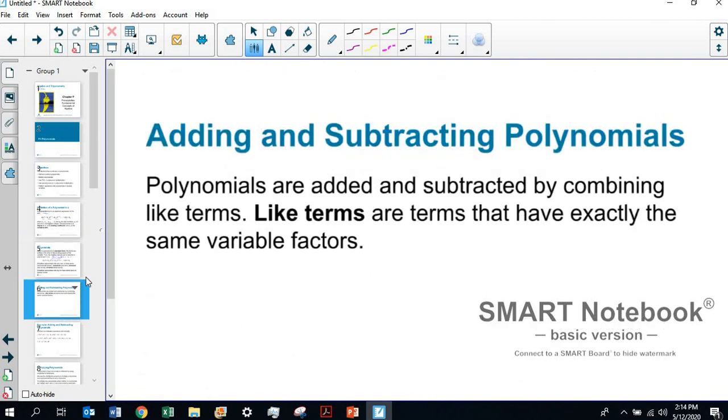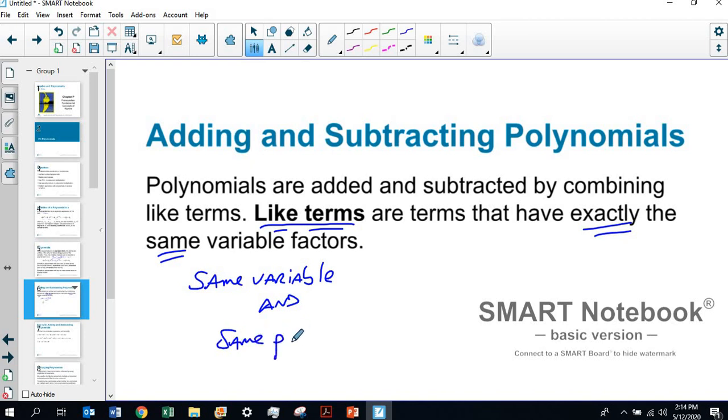Okay. If you want to add and subtract polynomials, the important thing to do is you add and subtract like terms, and like terms are simply terms that have the exact same variable factors. So same variable, like x or y, and same power of that variable. So x squared and x cubed are different types of terms, okay, for example.